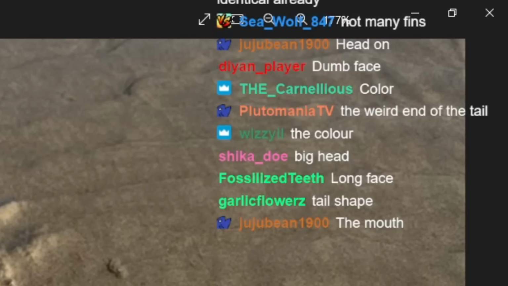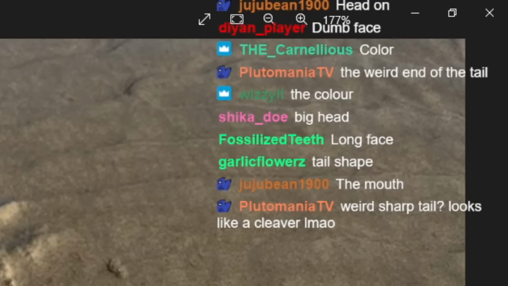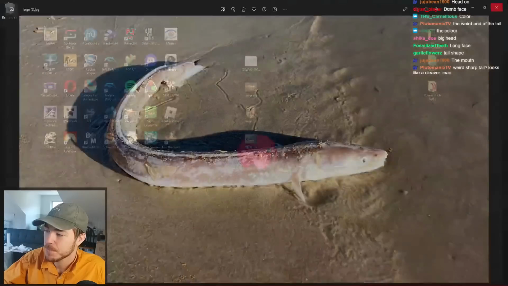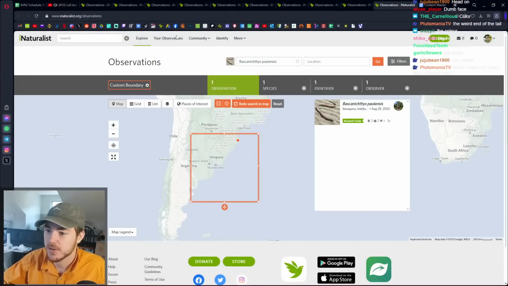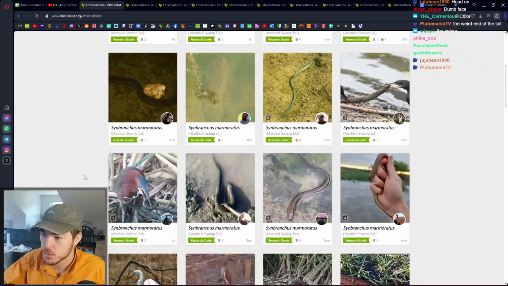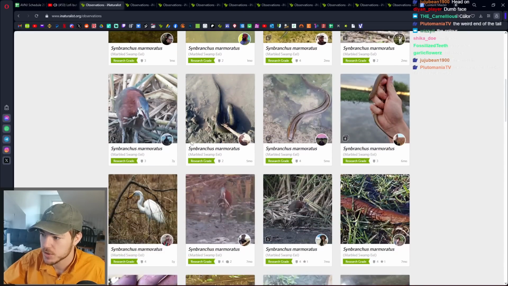Okay, tail shape is interesting. Long face. All right, tail shape, long face, and let's say not many fins, like not very obvious large fins. All right, let's take those into account and let's look at the fish that we've selected. Okay, we'll start with the marbled swamp eel. We'll look at some pictures of the marbled swamp eel.